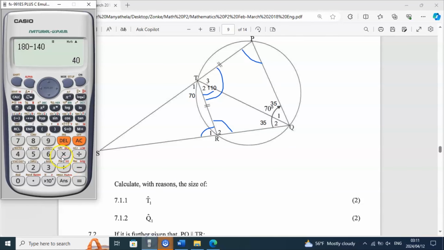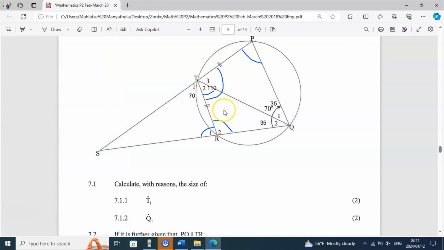Let's add them up. 40 plus 70, which equals 110. And then 180 degrees from the sum of angles in a triangle minus 110 gives us 70 degrees. There was no need, because already we've shown that R1 is an exterior angle of this cyclic quad. It will be equal to the interior opposite. Okay?